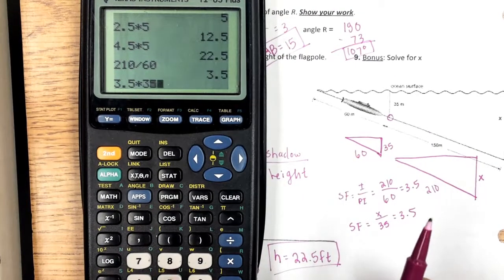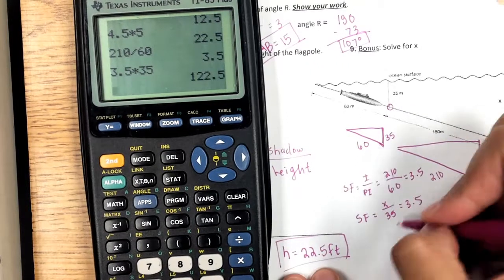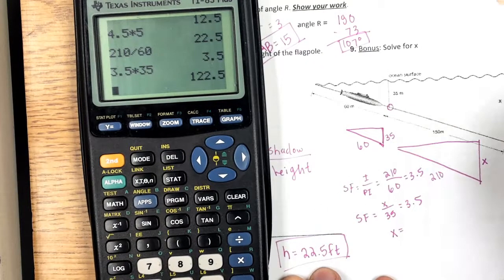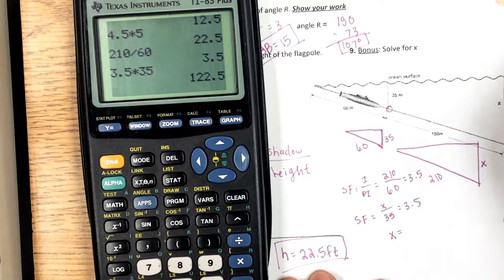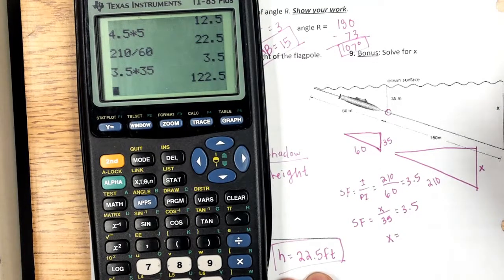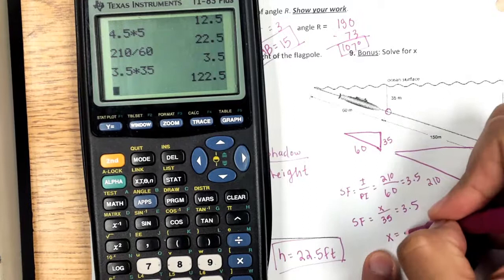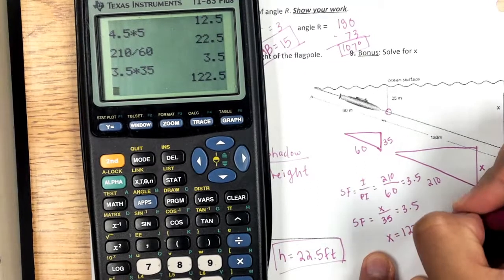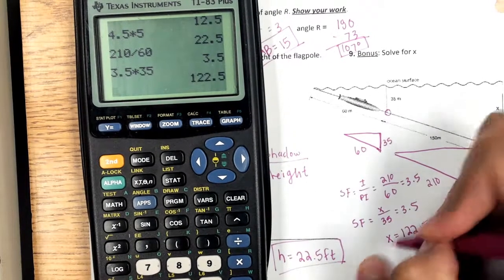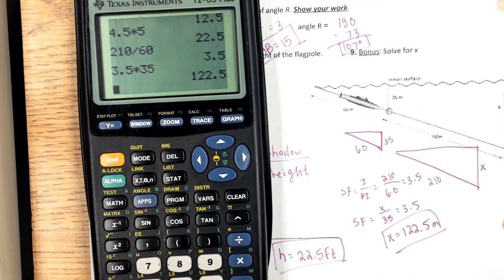3.5 times 35 is equal to, so in this case, x, the depth of, I don't know what to call this, maybe an underwater cave or an underwater cliff, is at 122.5 meters. And that is your answer.